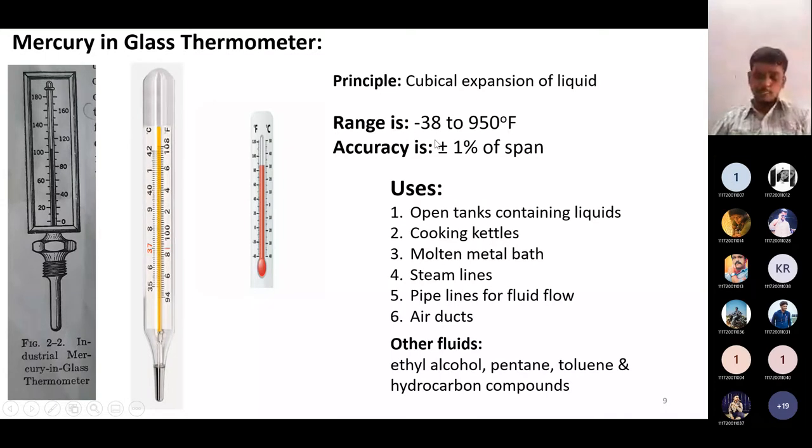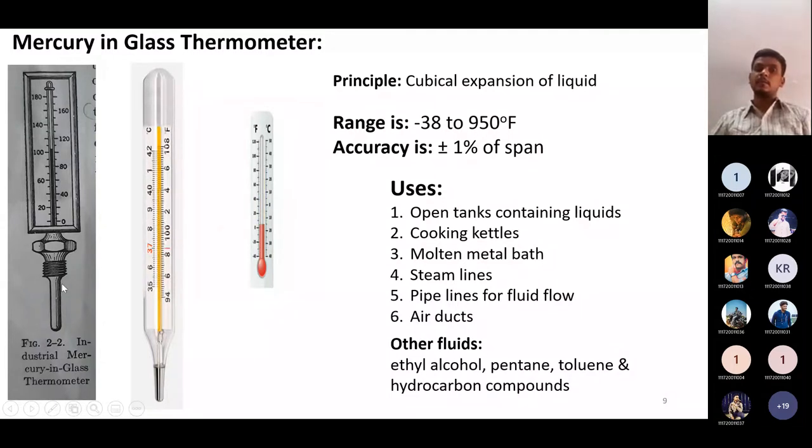And what are the uses of this type of thermometer? Uses are in open tanks containing liquids, to measure the open tanks. Almost every industry will use the mercury in glass thermometer. It is very low cost and robust in construction. Then next is cooking kettles, in industrial use also. Then metal baths temperature measurement, steam lines, pipelines for fluid flow, air ducts and everything, we can use this mercury in glass filled thermometer.